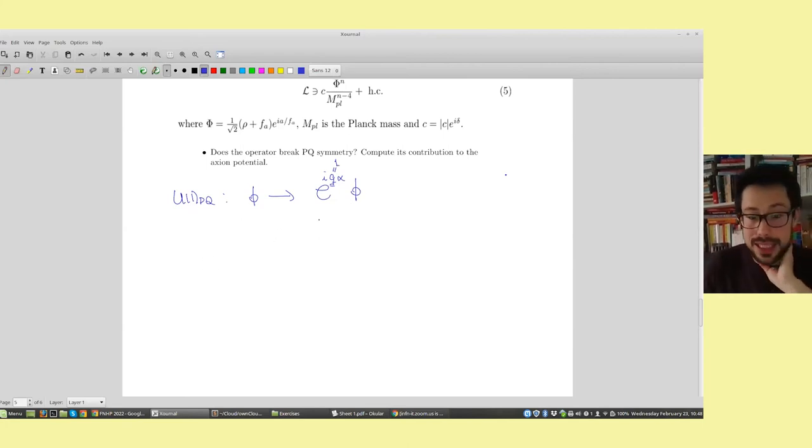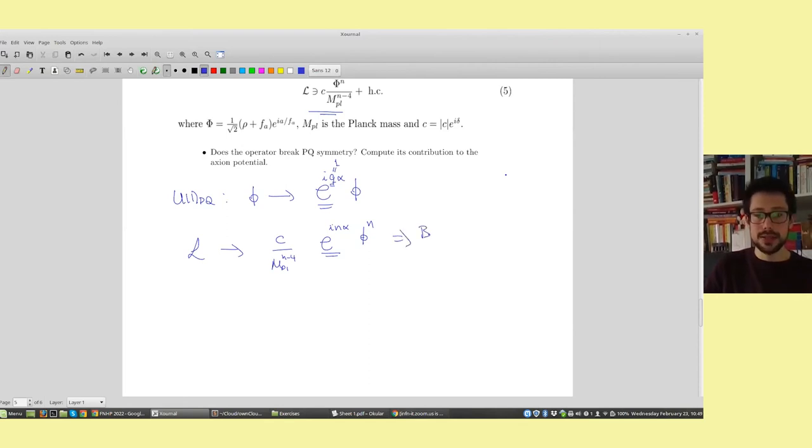So what happens if I make this transformation to this operator that I have here? This Lagrangian gets transformed in the following way. We'll have C over M Planck to the n minus four. And due to this transformation of the phi, what we will get here is e to the i q, okay, that will remove the q, e to the i n alpha times phi to the n. So as we can see here, if we perform this transformation in the field, then the operator does transform, it gets modified. And as a consequence, this term breaks the PQ symmetry.